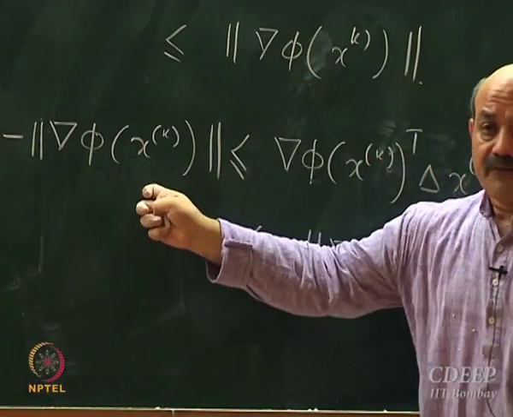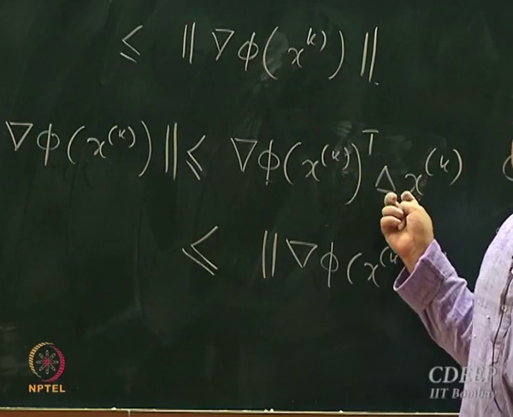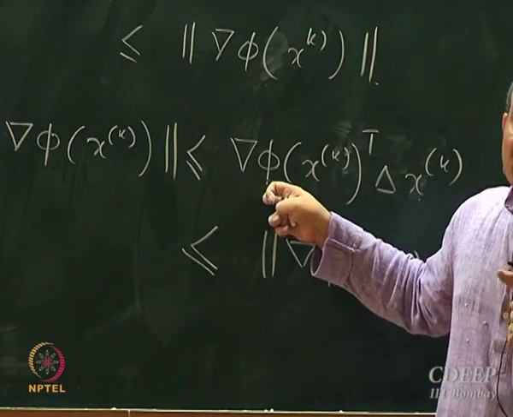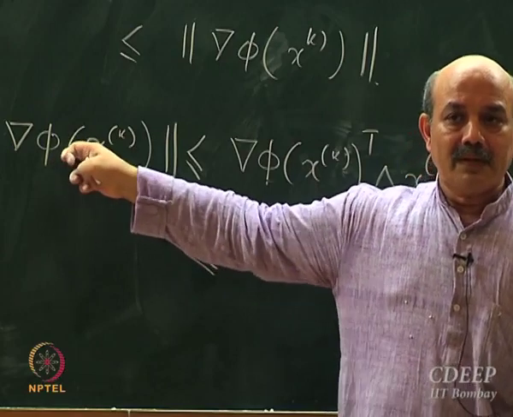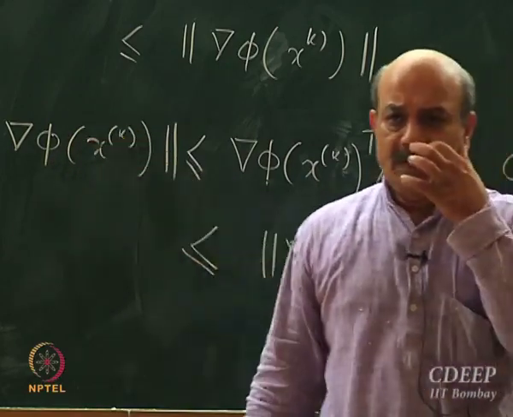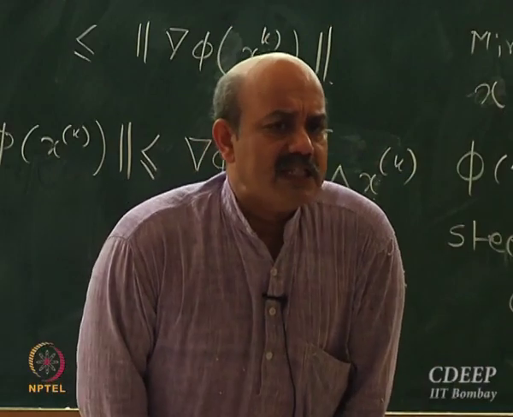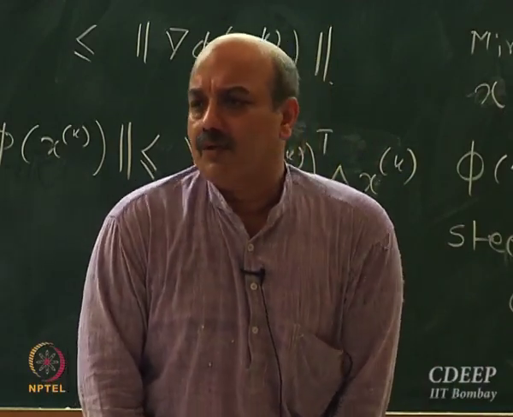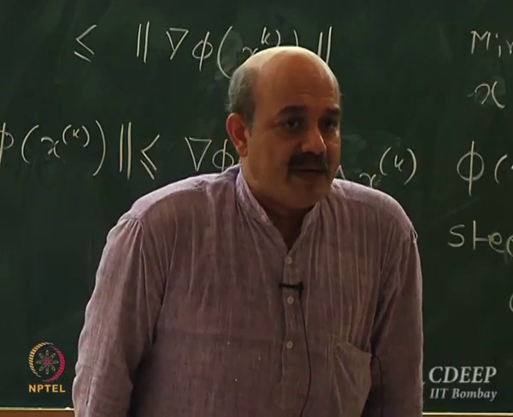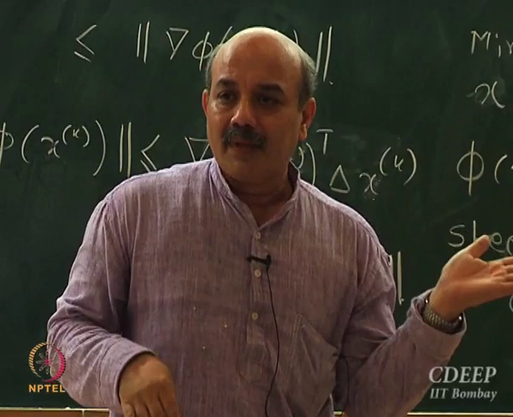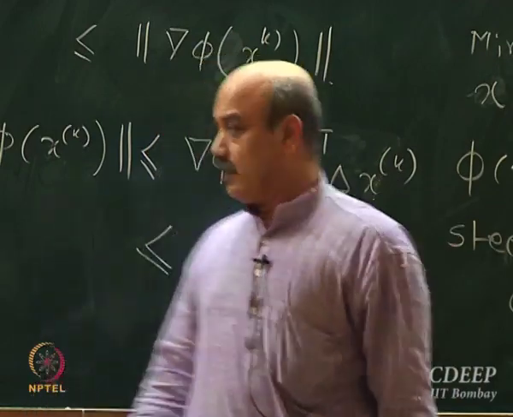Now, I know from this Cauchy inequality that the maximum rate of decrease will be obtained when delta xk is aligned along the negative of the gradient direction. Then I will get this minus here. What does the Cauchy inequality tell you? We had related the Cauchy inequality to the cos theta angle. So I am talking about two special angles. One is angle 0, the other is angle 180. Negative and positive direction.